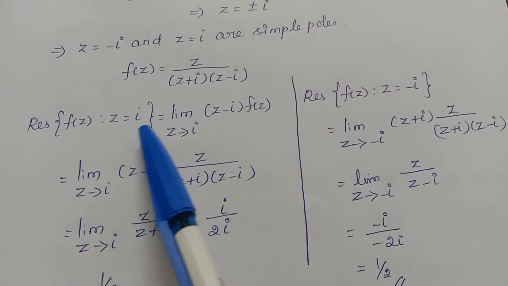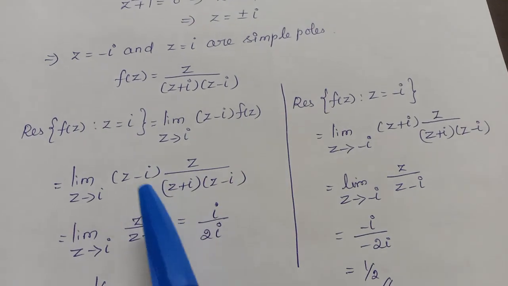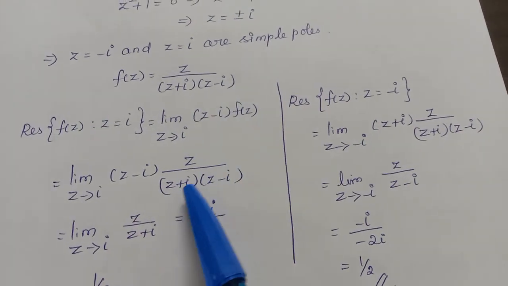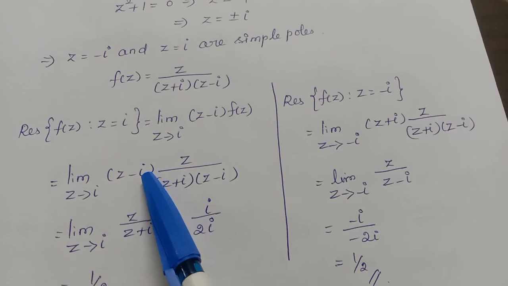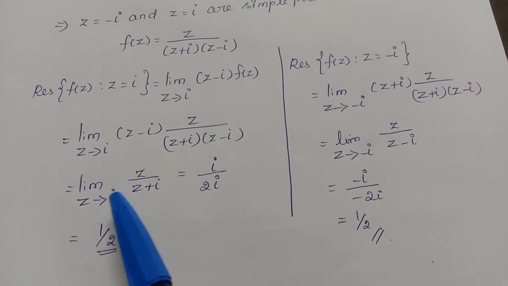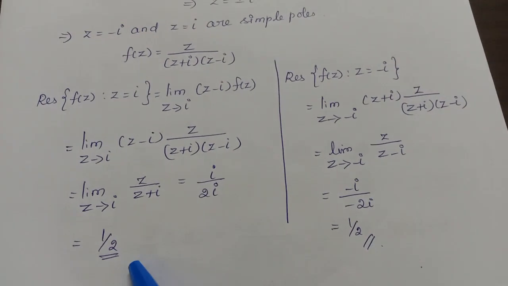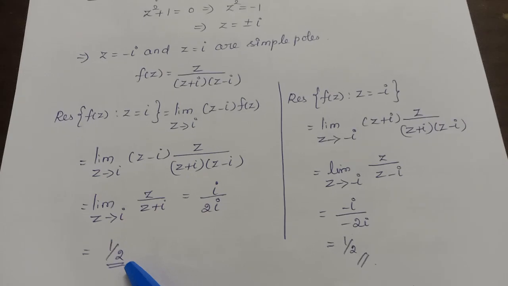So residue at z equal to i equals limit z tends to i, z minus i into f of z. So z minus i into z by z plus i into z minus i; the z minus i terms get cancelled. So I have z by z plus i. Now you apply the limit. z equal to i means what? i by 2i. So the answer is 1 by 2. So at i the residue is 1 by 2.